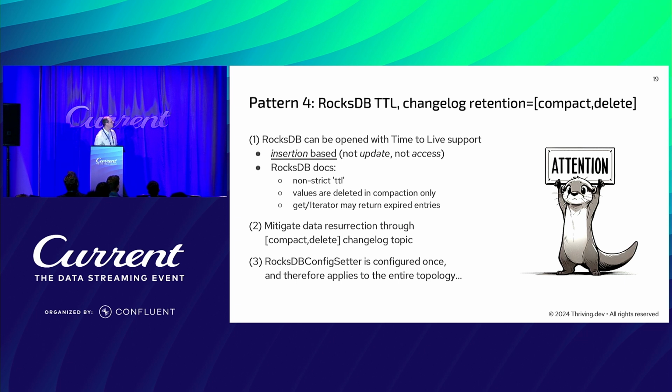Also, it's a non-strict TTL. So only if compaction happens, values are actually deleted. So if you query the store, you might even get expired data, even if you have defined that TTL, since it's only applied during compaction. And you won't know when that happens, or you would need to put in extra configuration. And RocksDB is not that straightforward to configure. Again, to mitigate data resurrection, you would also need to use that compact and delete pattern on the changelog topic.